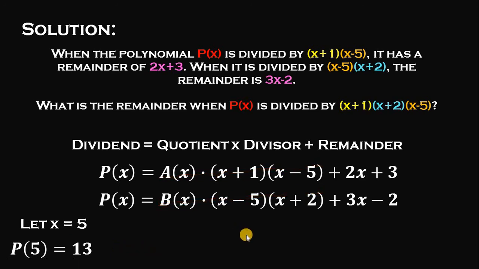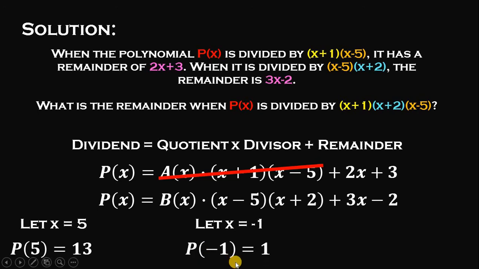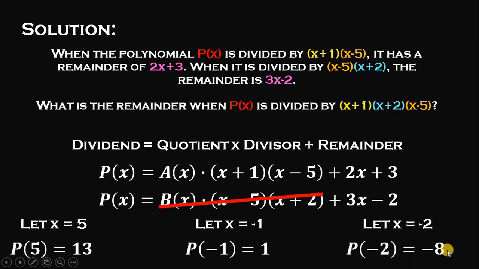Next, if we let x equal to negative 1, looking at the first equation, this part becomes 0 because it has a factor of x + 1. It follows that p of negative 1 is equal to 2 times negative 1 plus 3, or simply p of negative 1 is equal to 1. Lastly, if we let x equal to negative 2, this part in the second equation becomes 0 because it has a factor of x + 2. Therefore, p of negative 2 is equal to 3 times negative 2 minus 2, or simply negative 8.